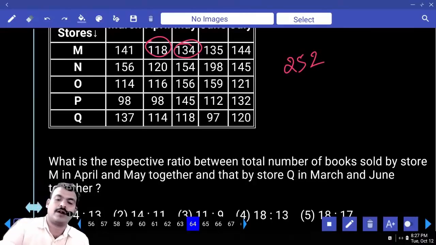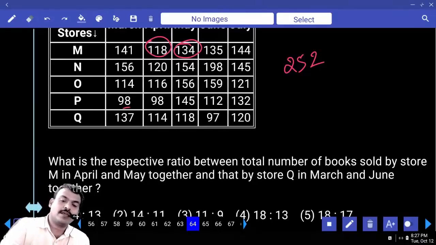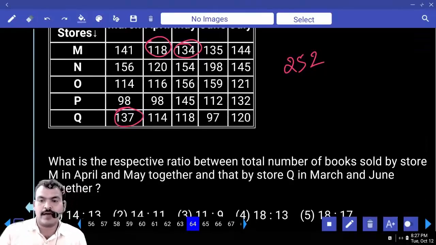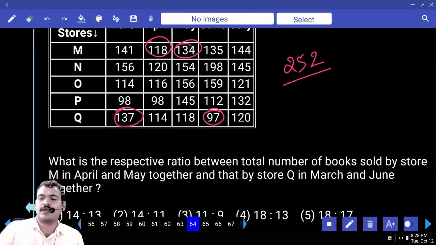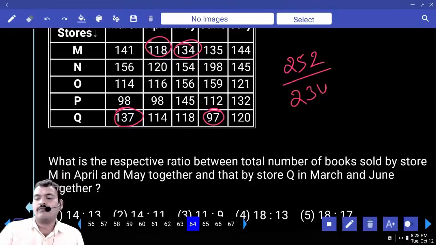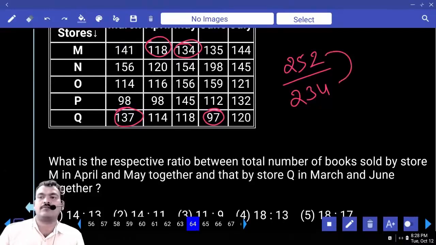What is the Q value in March? 137. And June value? 97. 130 plus 90? 220 plus 14. How much? 234 or not? We required ratio or sum? Ratio. What is the difference between these two values? 252, 234 difference? 18 or not?